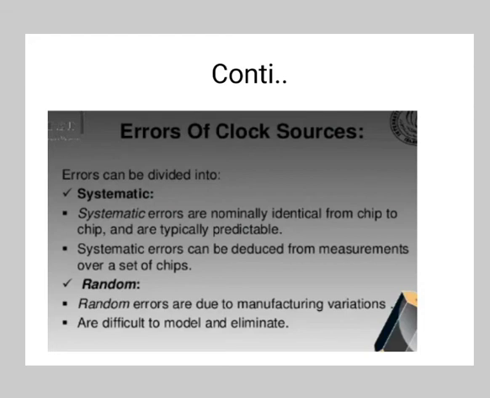Then errors of the clock sources. So errors can be divided into systematic and random. Systematic errors are nominally identical from chip to chip and are typically predictable. The systematic errors can be deduced from measurements over a set of chips, and random errors are due to manufacturing variations. These are difficult to model and eliminate.